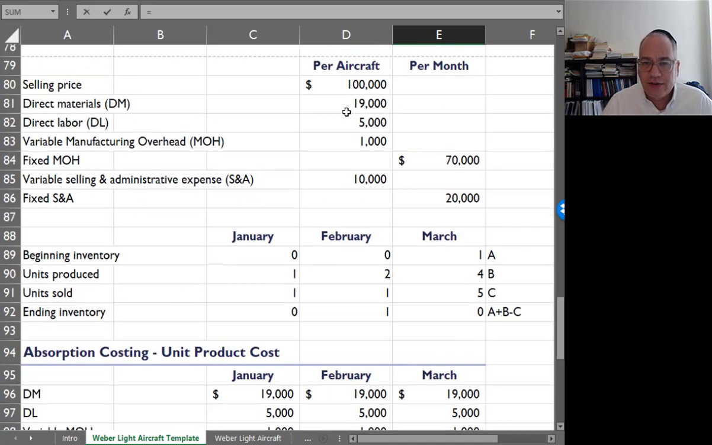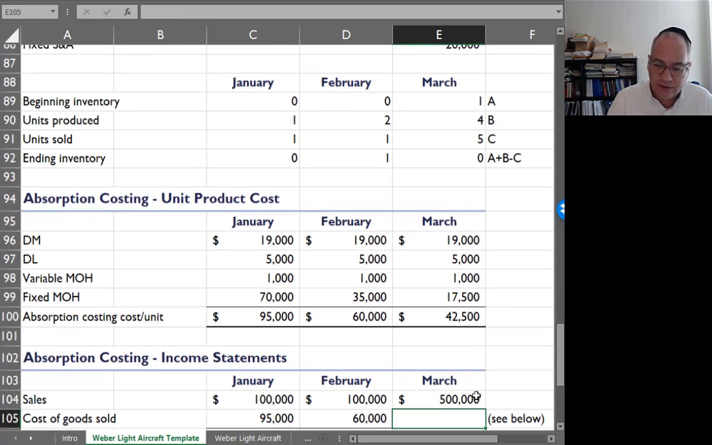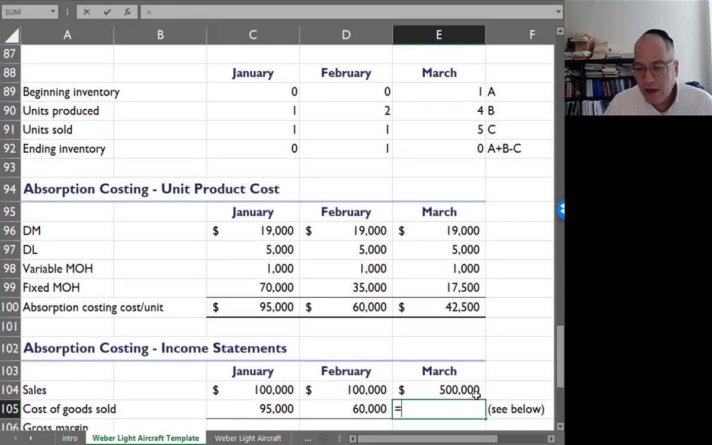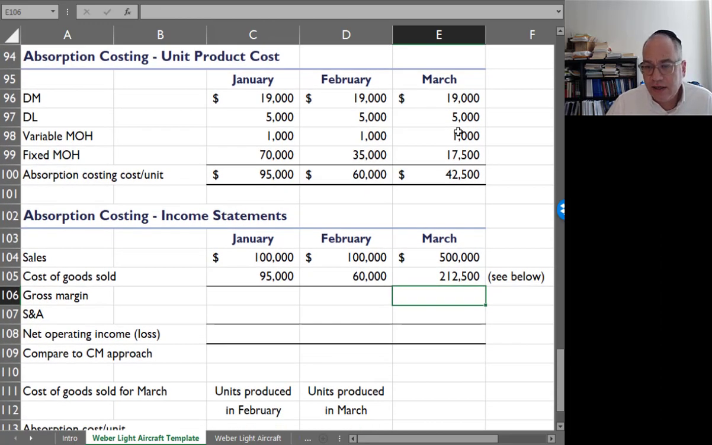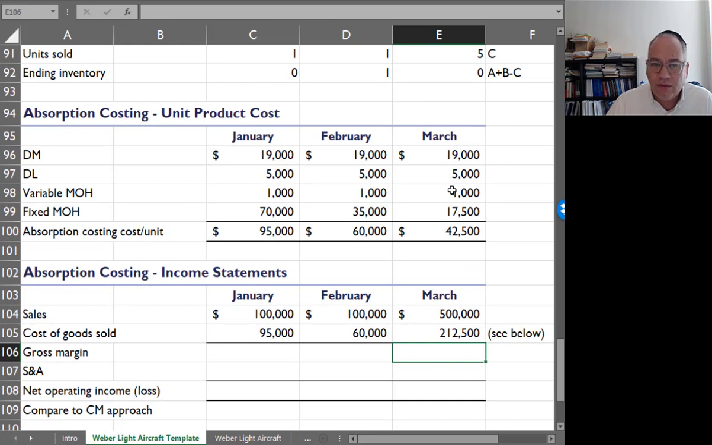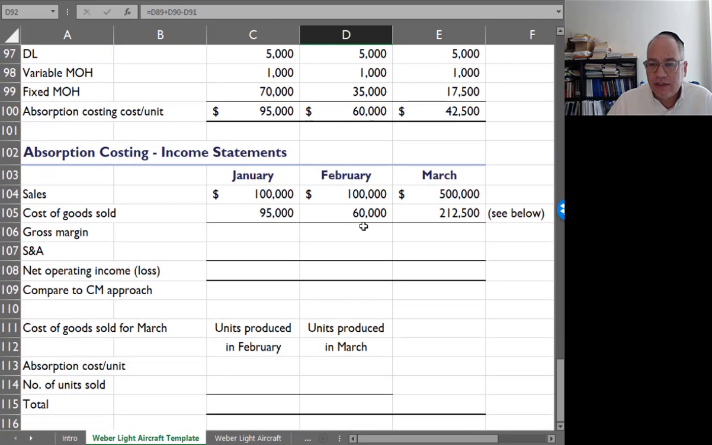It's 100,000 times the 5 units that I sold, so it'd be 500,000. Cost of goods sold would be 42,000 times the 5 units that I sold, or $212,500. But that's incorrect because we made 4 of these units in March and 1 of these units was left over from February. So I've got to do a little calculation here and I'm going to delete that.